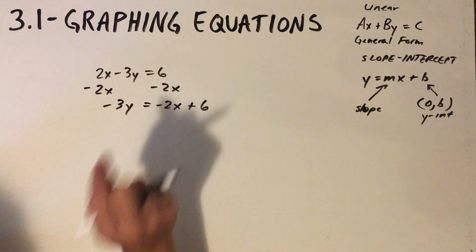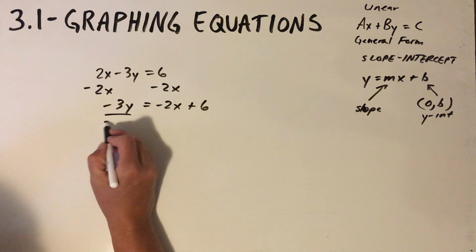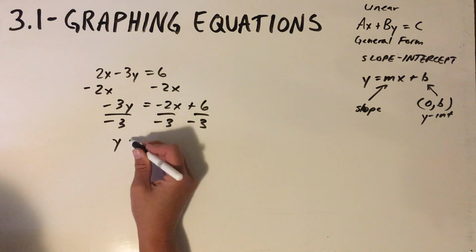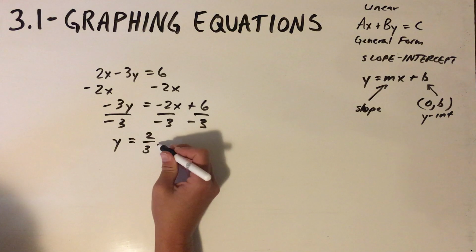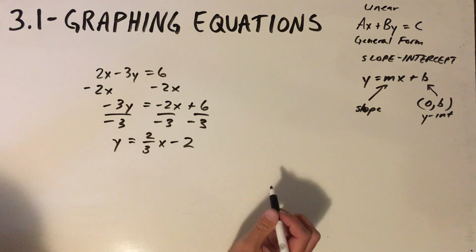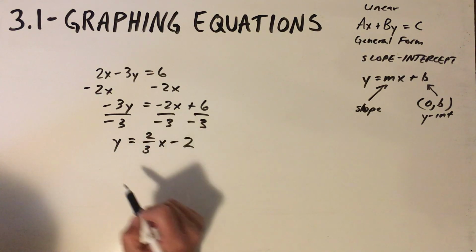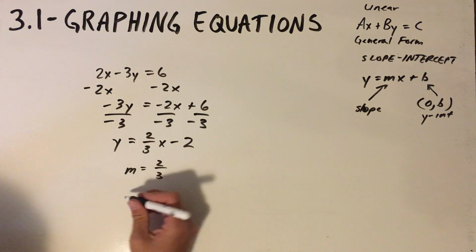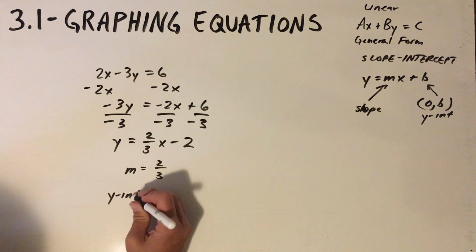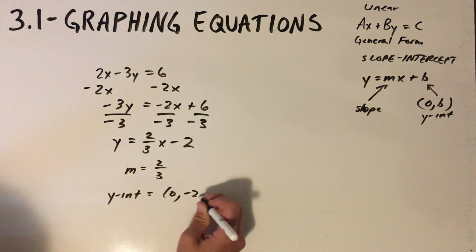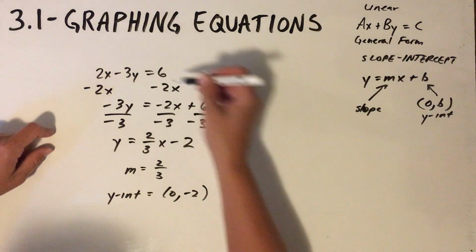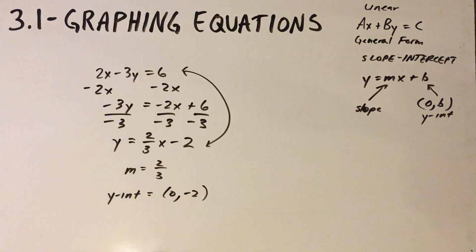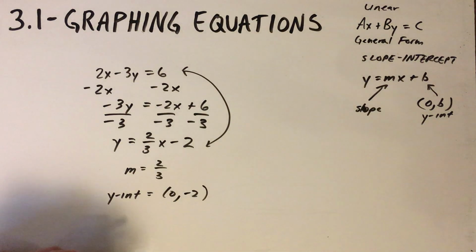Okay, by subtracting the 2x to the other side and then dividing by a negative 3, you get that y is equal to 2/3 x minus 2. Now this is in slope-intercept form, where the slope is 2/3 and the y-intercept is the point (0, negative 2). So I went from standard form to slope-intercept form. This is how we manipulate it. We solve for y when we're putting it in slope-intercept form.